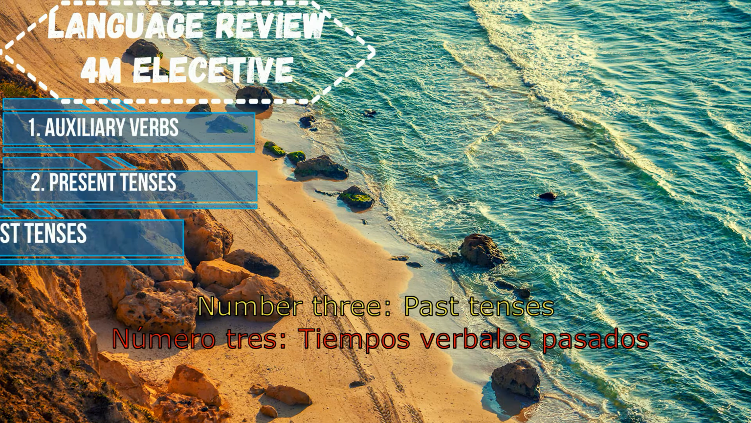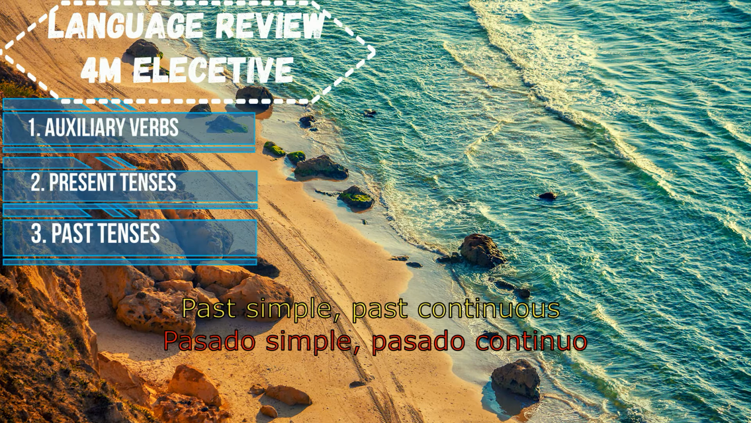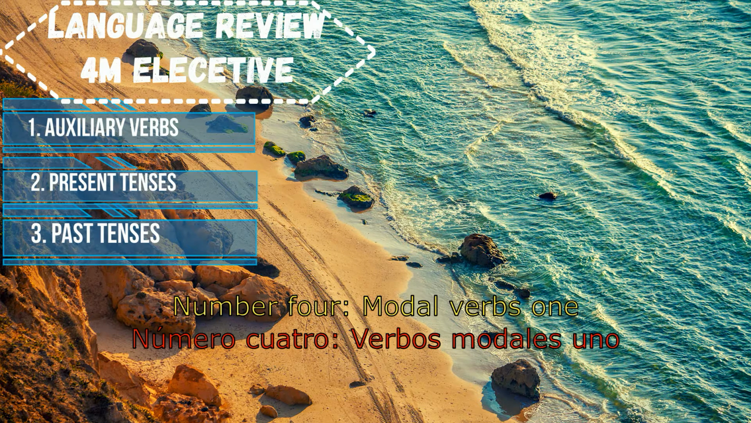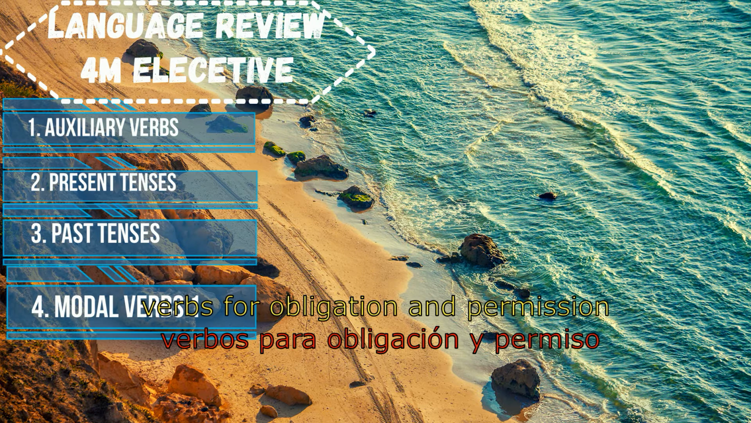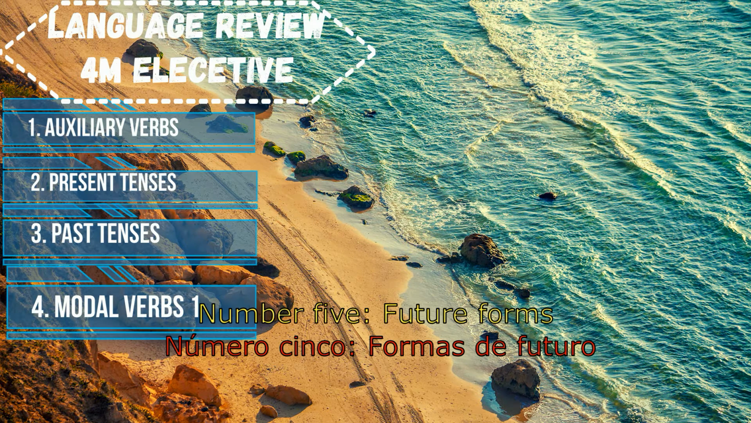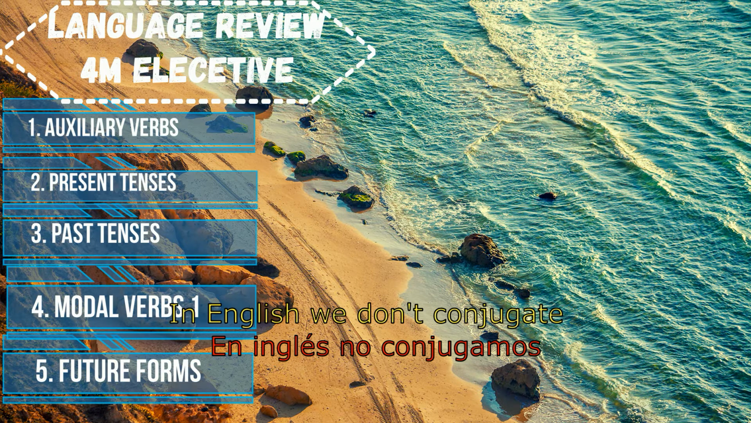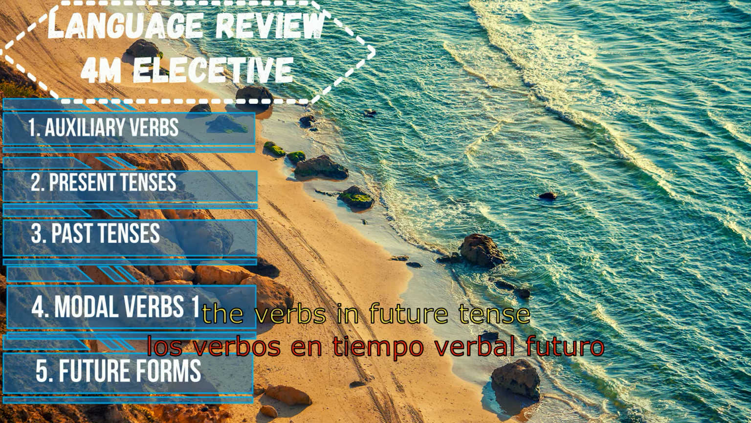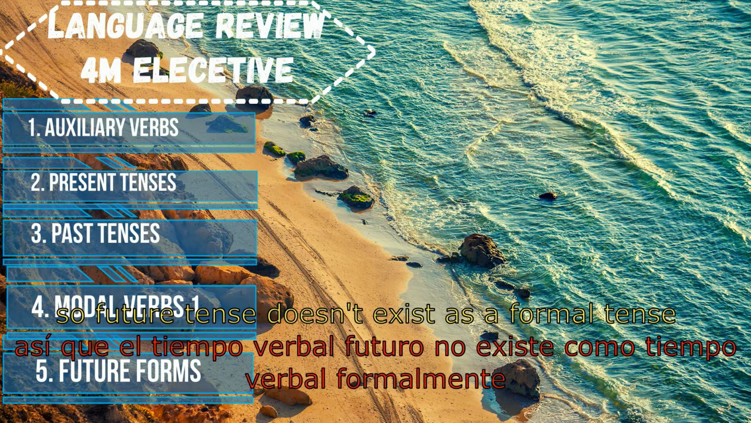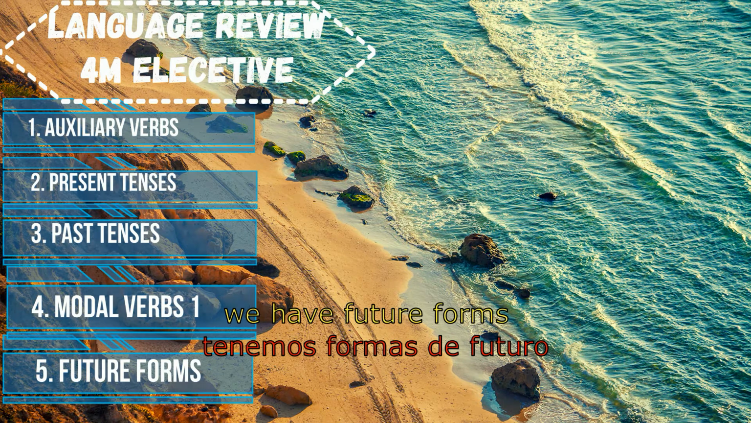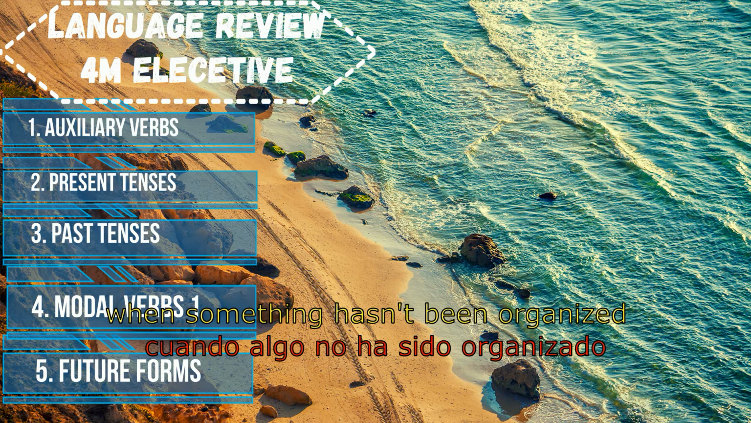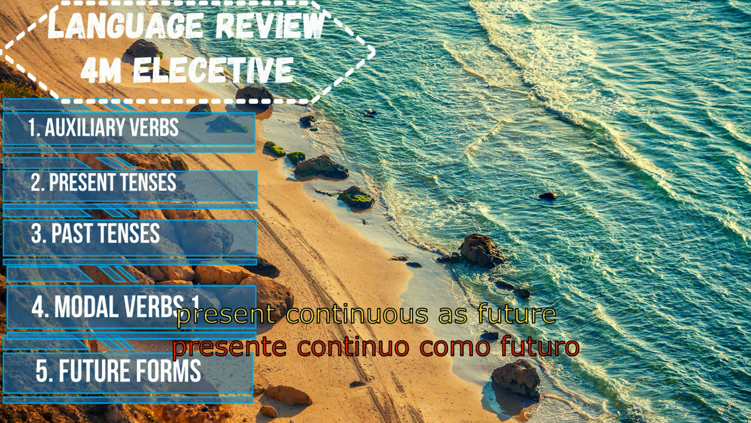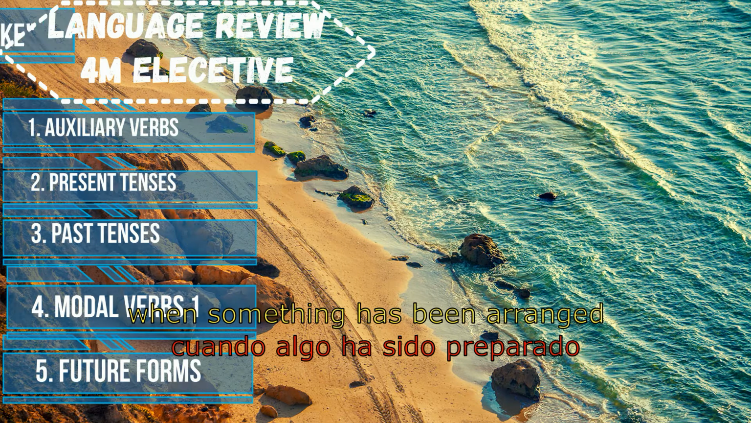Number 3, past tenses, past simple, past continuous, and past perfect. Number 4, modal verbs 1, verbs for obligation and permission. Number 5, future forms. In English, we don't conjugate the verbs in future tense, so future tense doesn't exist as a formal tense. We have future forms, going to when something hasn't been organized, present continuous as future when something has been arranged, and will.